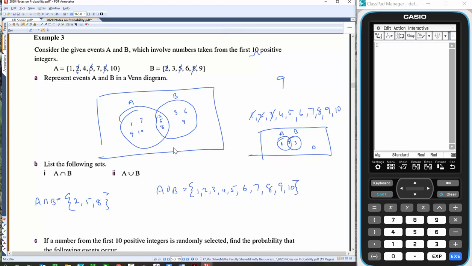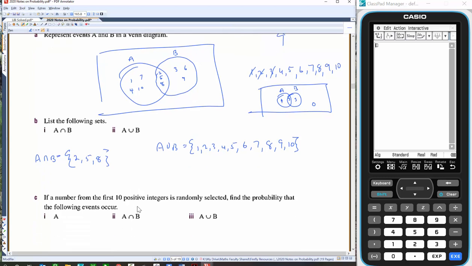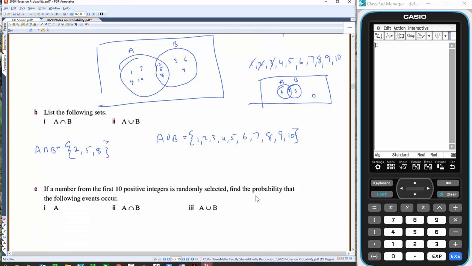There they are. If a number from the first 10 positive integers is randomly selected, find the probability that the following events occur. Well, now this might be an easier one to use. So this is going to be A. How many elements are there in A? Well, there's 7. So we're looking for the probability of A, which is equal to 7 out of the possible 10 positive integers that are available up here.